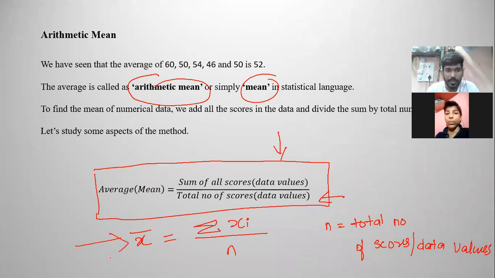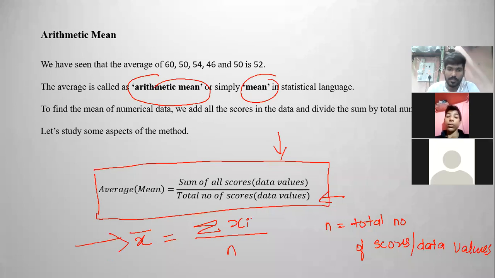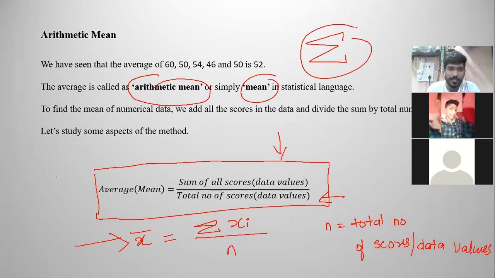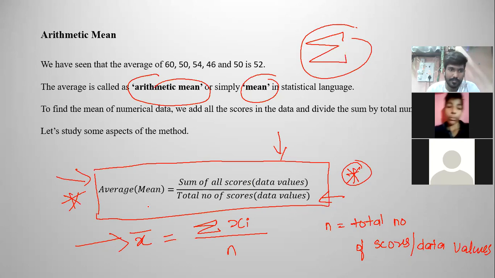Average is denoted by the letter X bar. This summation sign is the meaning of sum. Okay, summation. There's no need to write it, you can just use this formula directly. The meaning of this is sum.